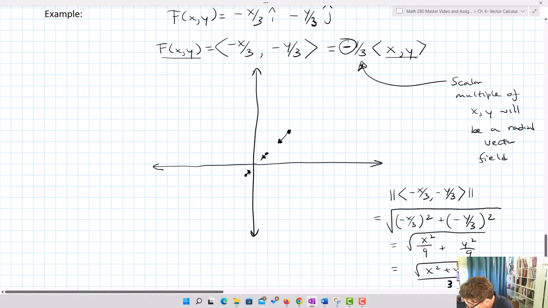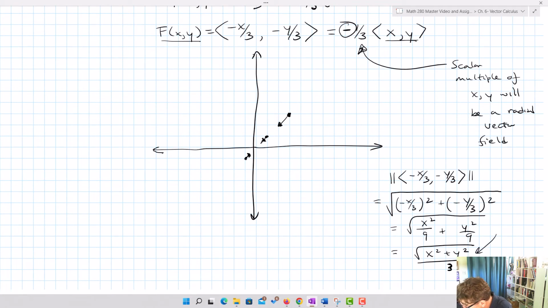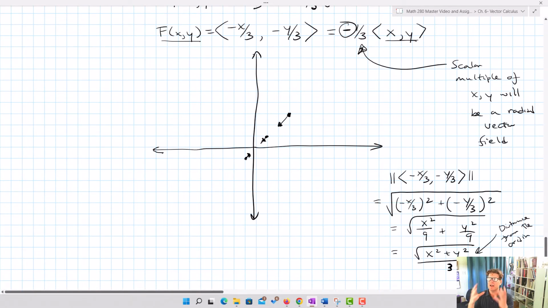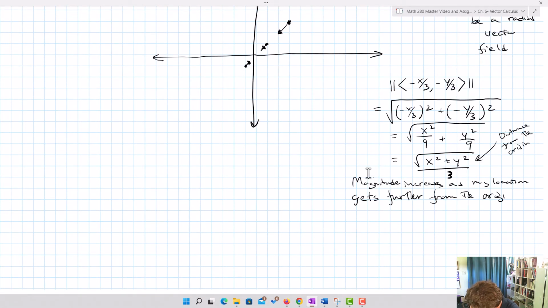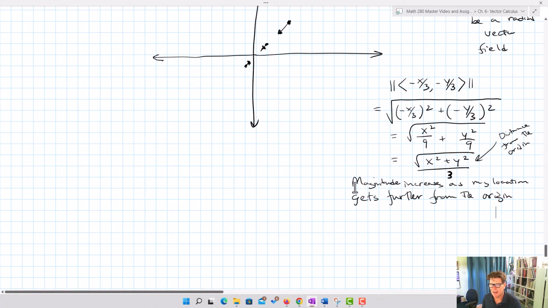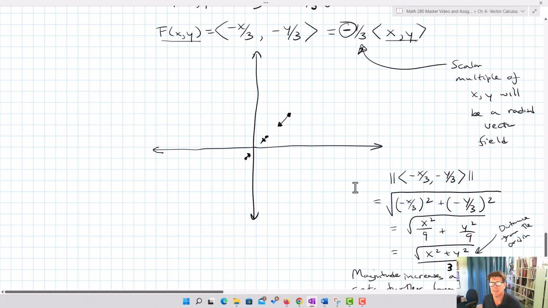Which makes sense, right? Basically, this is the distance from the origin. So the distance from the origin, divided by 3. And that ends up giving me the magnitude of all my vectors as well. So we can utilize that magnitude equation to give us more information about the vector field. In fact, it tells me that magnitude increases as my location gets further from the origin. So this gives me new information that allows me to draw my vector field without calculating every value. It gives me a general sense of what the vector field is going to look like.